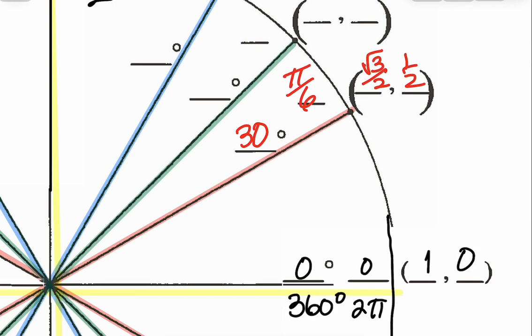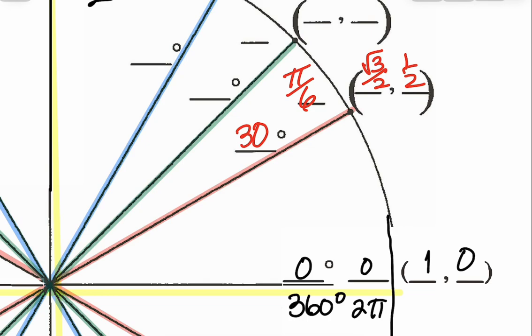Now that can come from special triangles. The one across from the 30 is always 1/2 of your hypotenuse. We know the hypotenuse is 1, half of 1 is a half. I don't know how you want to remember that, but I'll show you some other tricks as well. But the point on the unit circle related to 30 is square root of 3 over 2, 1/2. Those are the exact values.